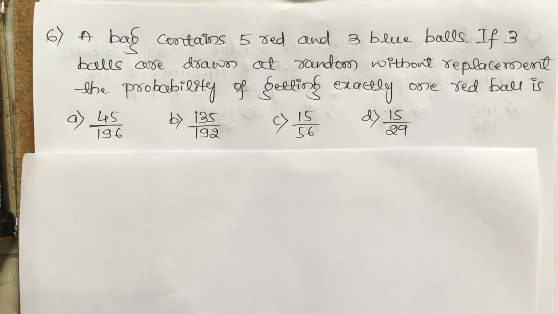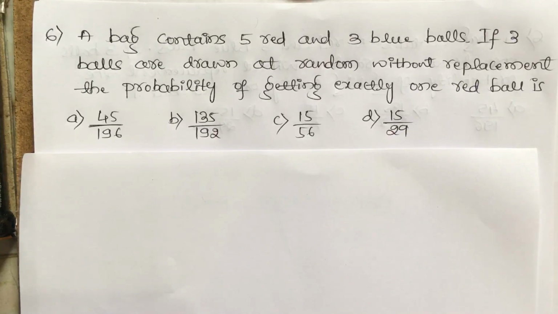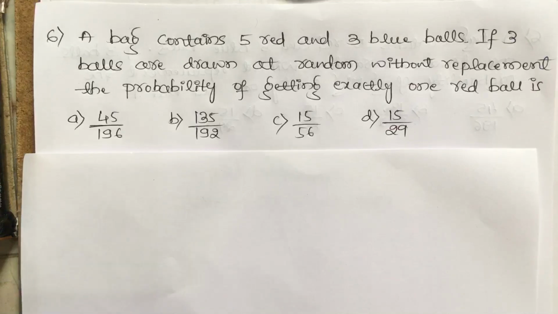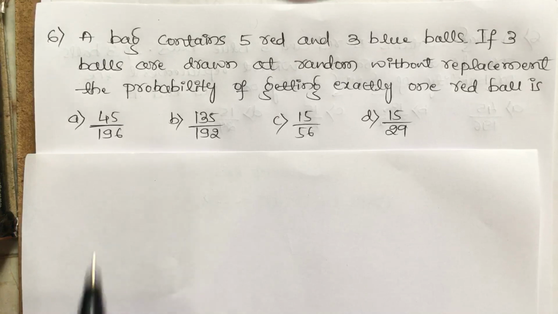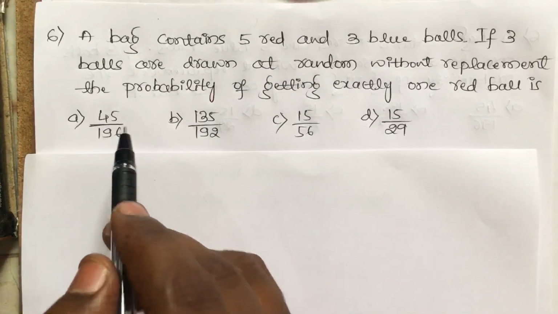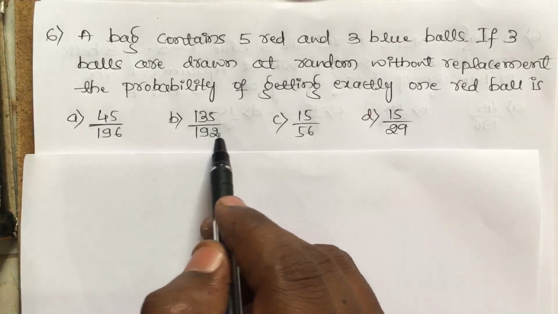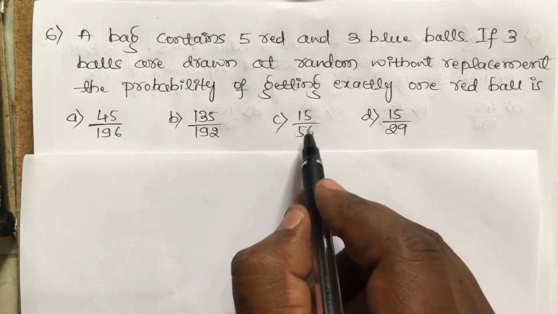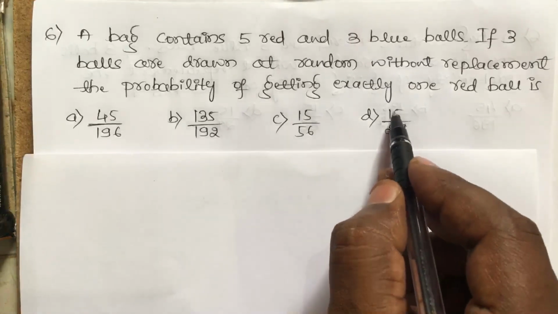Well, the next question is: a bag contains 5 red and 3 blue balls. If 3 balls are drawn at random without replacement, the probability of getting exactly 1 red ball is? The 4 options are 45 by 196, then 135 divided by 192, then 15 divided by 56, and then 15 divided by 29.